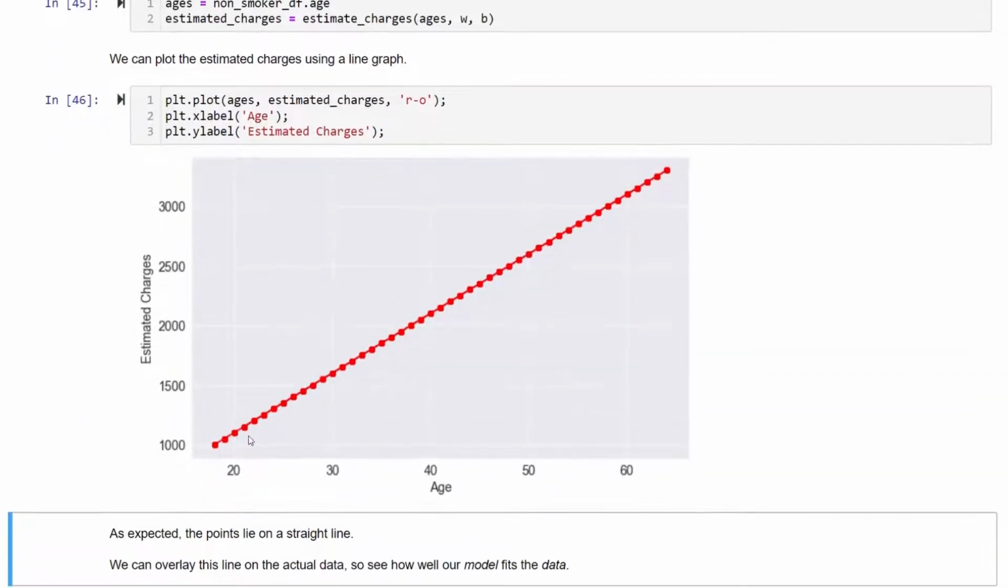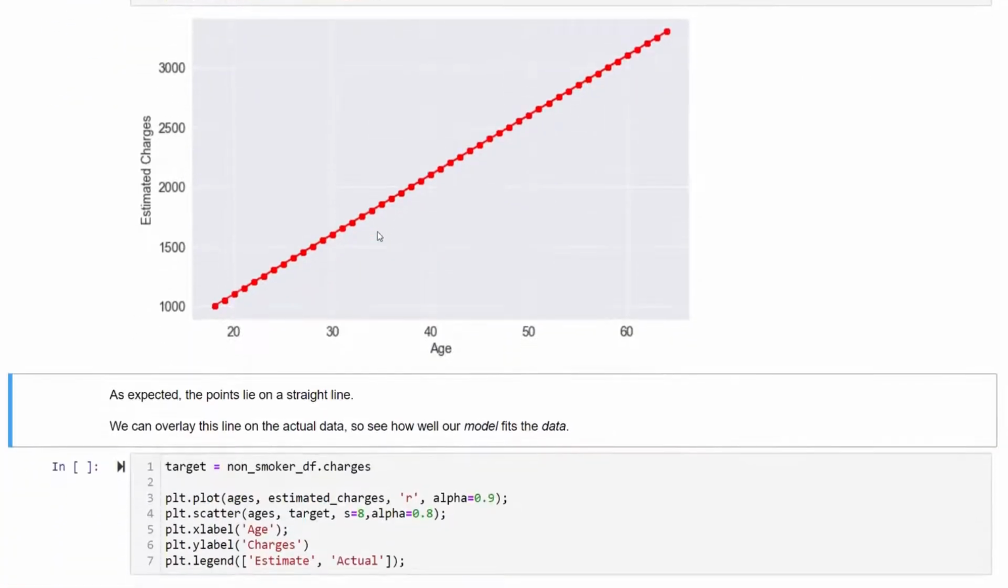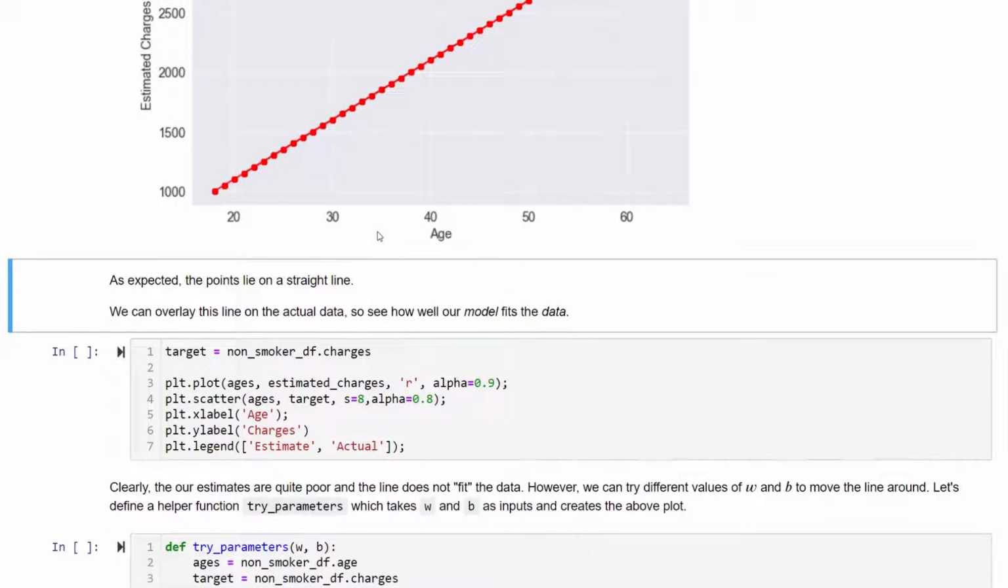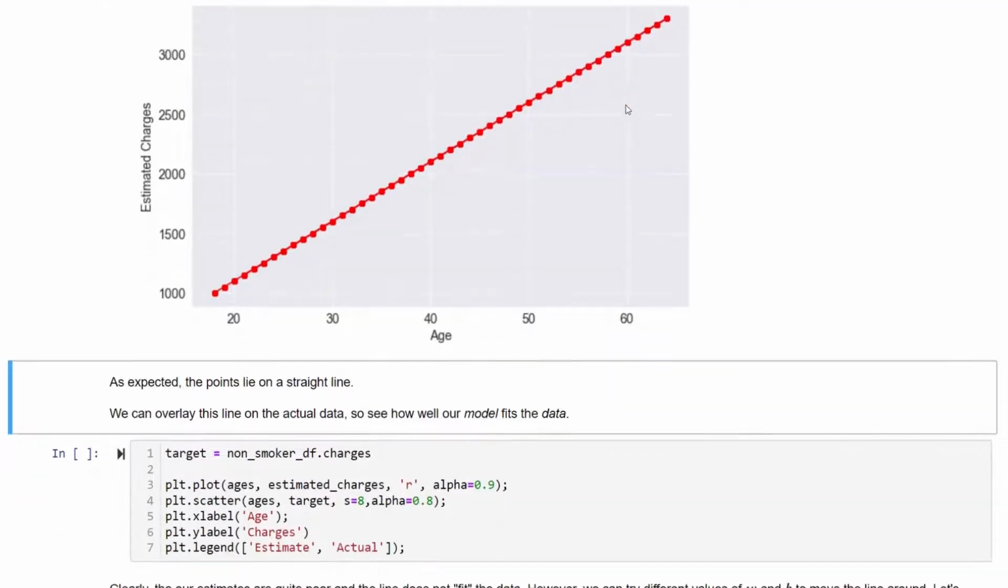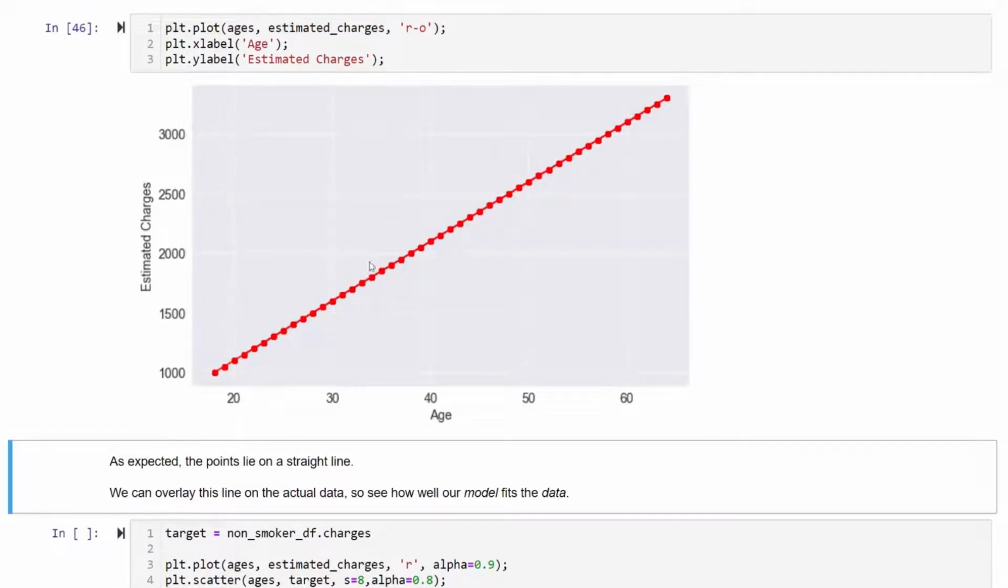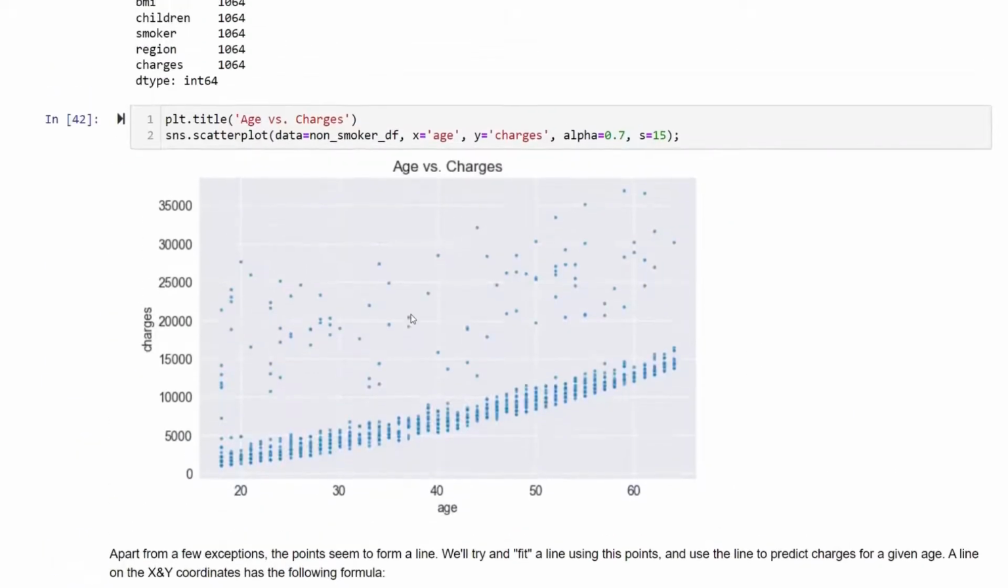Okay, our line was ready. It has given the line. In this way, we can slightly modify the slope and intercept values so that our line will best fit the model in order to estimate the total charges as per age. As expected, the points are in a straight line. Our intention is to make this line as perfect as the regression model gives.